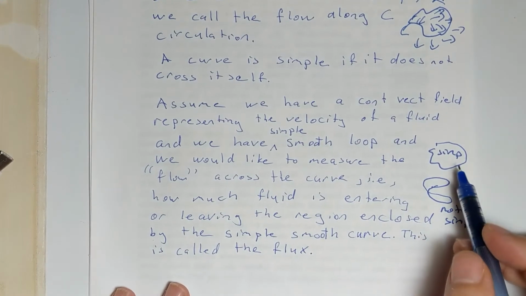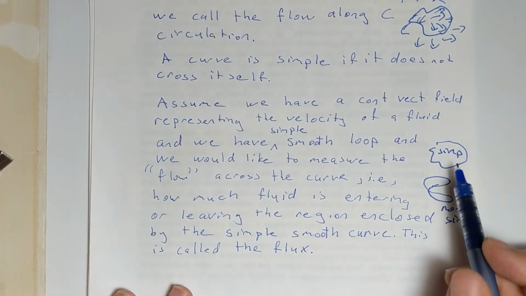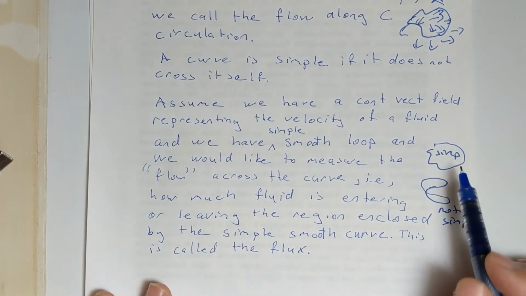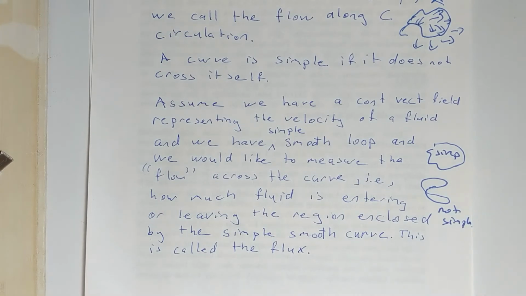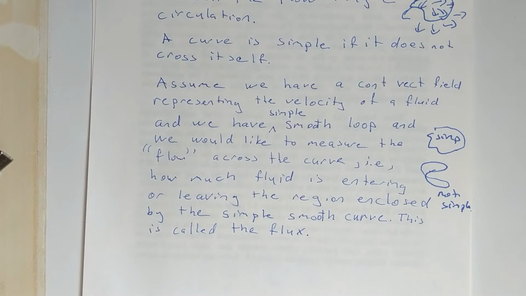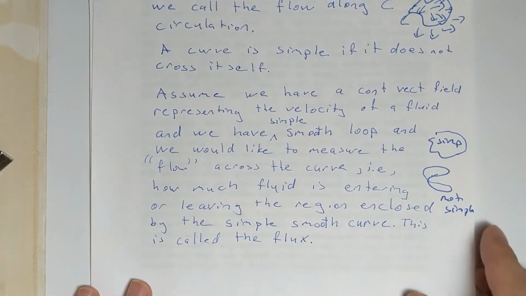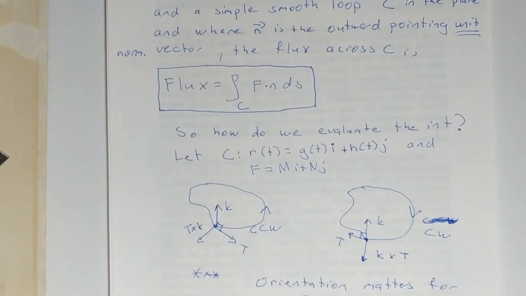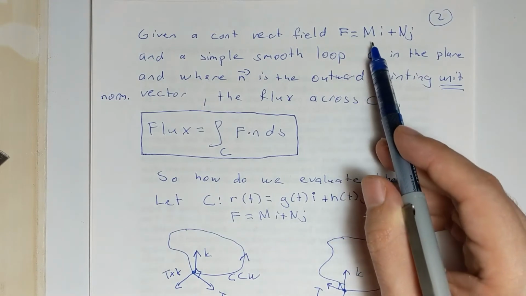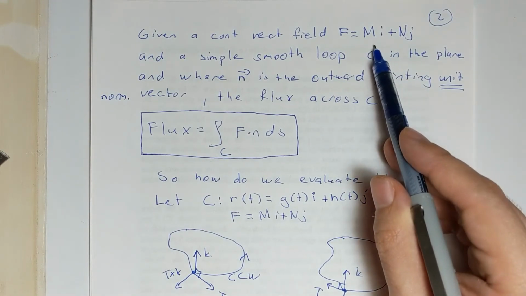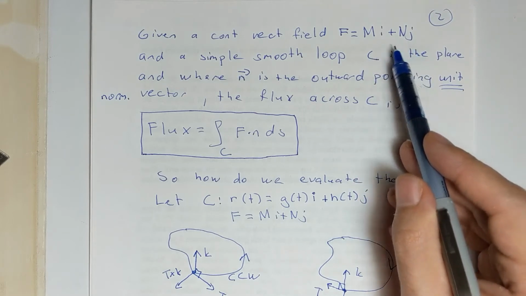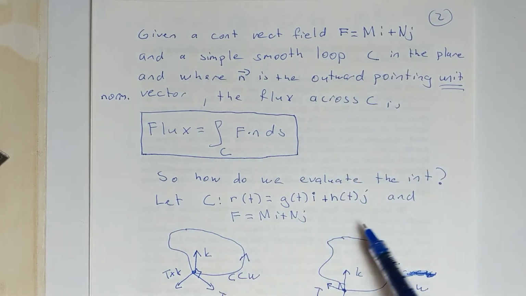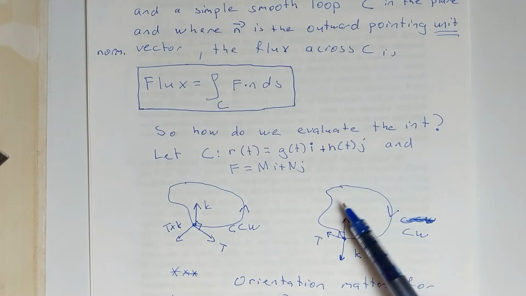When you have a simple curve that is smooth, with continuous derivatives, a very nice curve, and we have a continuous velocity field, we want to calculate the amount of fluid leaving this region, going across the boundary. The way we're going to set it up here is, again, F equals Mi plus Nj. Remember, we talked about this last time. M and N are not constants. These are two-variable functions in this case, because we're talking about flow across a loop in two-space.